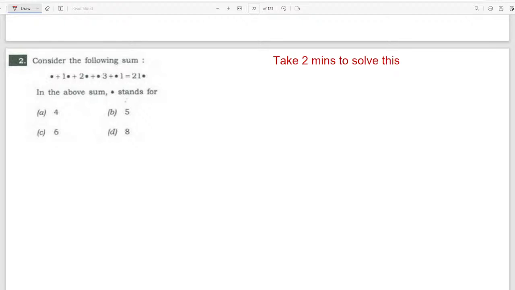So the standard procedure for this is you always compare the unit digits. In this case, I'll just write it like this: dot, 1 dot, 1 dot, 2 dot, dot 3, and dot 1. This is 1 dot, 1 dot, 2 dot, 3, and dot 1. This is 2, 1, and dot.